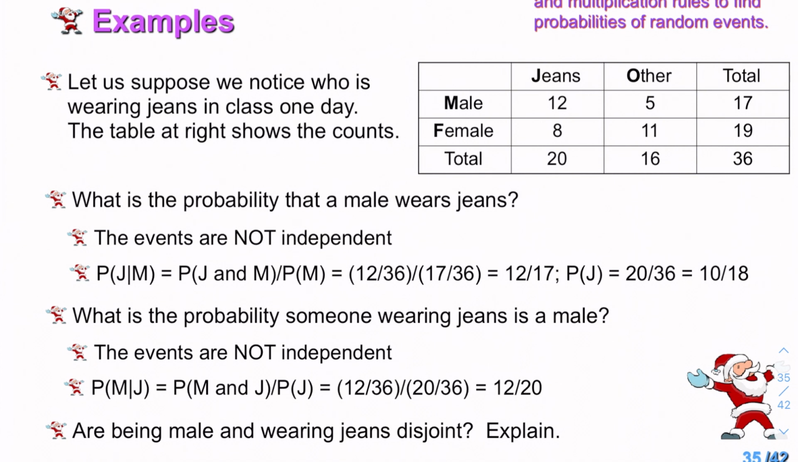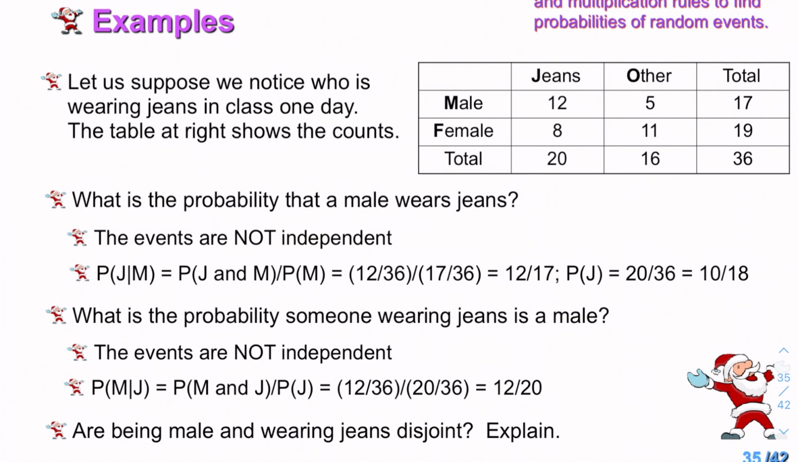So let us suppose we notice who is wearing jeans in class one day. Obviously, that's not going to be very frequent. The table at the right shows the counts. We have males and females in our class, and we have jeans and others. Skirts, pants, khakis, whatever. So using this contingency table, what's the probability that a male wears jeans?